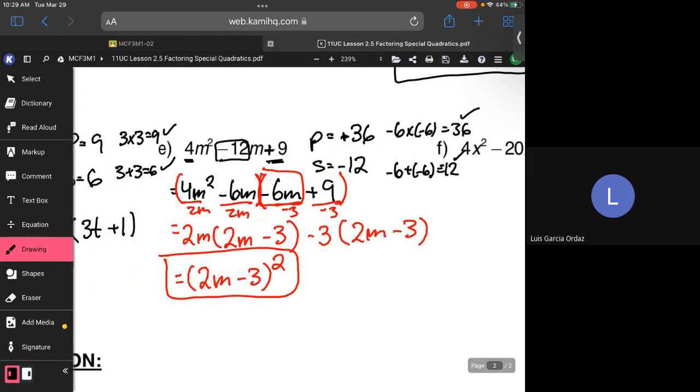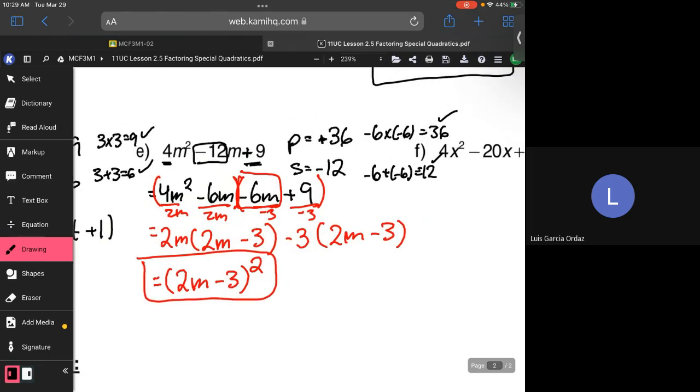Okay, and then you guys will do F on your own. So this one, and then we'll do the last couple of examples and then probably call it a day after that.